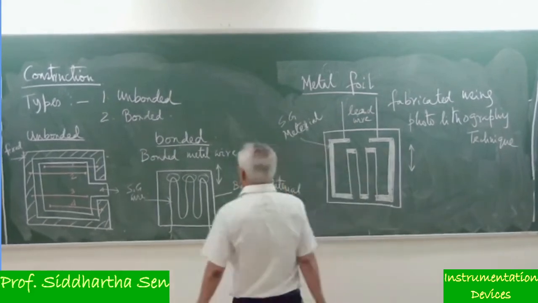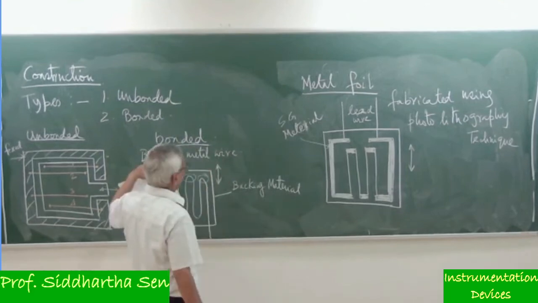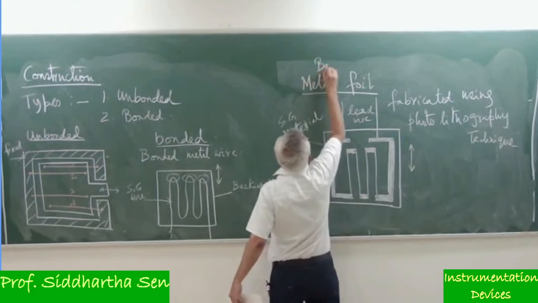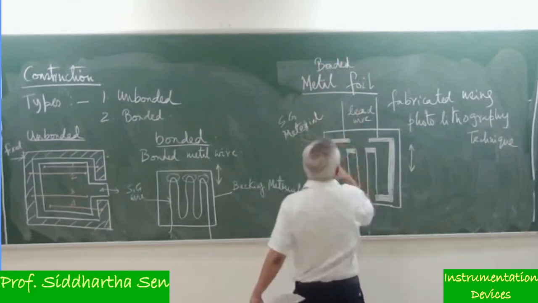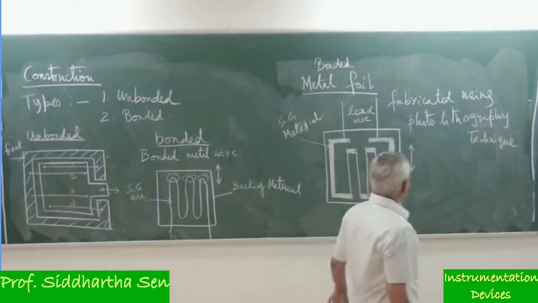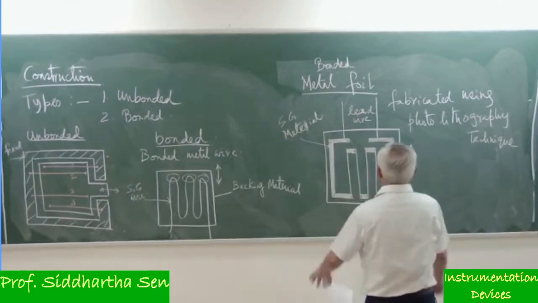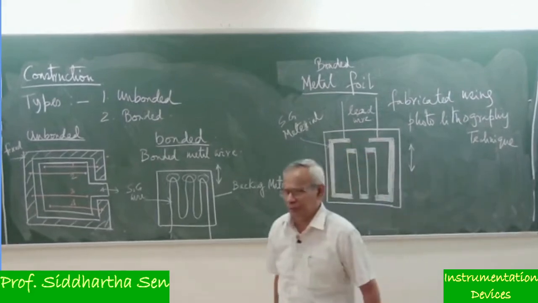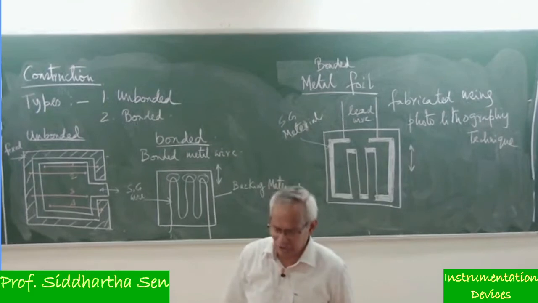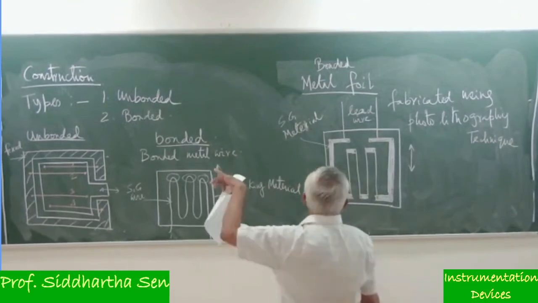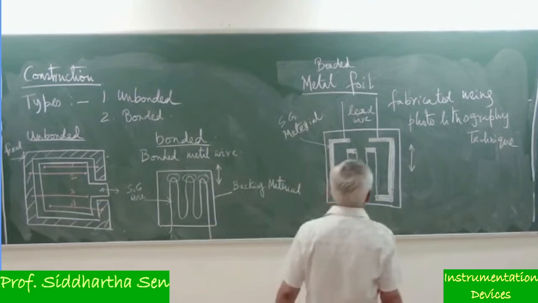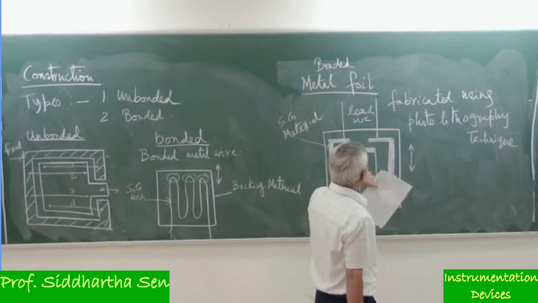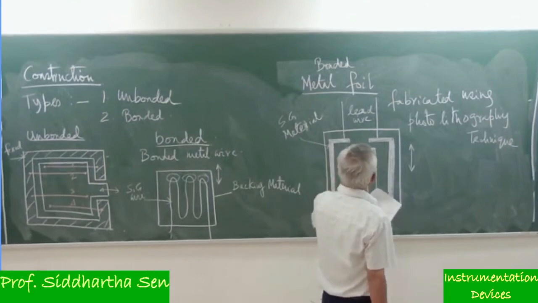So, we can have a bonded metal wire type or bonded metal foil type. The bonded means, so this strain gauge is available and overall dimensions may be 2 millimeter by 2 millimeter. I am just giving an idea, 2 millimeter by 2 millimeter, very small size. You can show that it can measure the strain at a point in a particular direction. In other directions, it will not measure the strain.